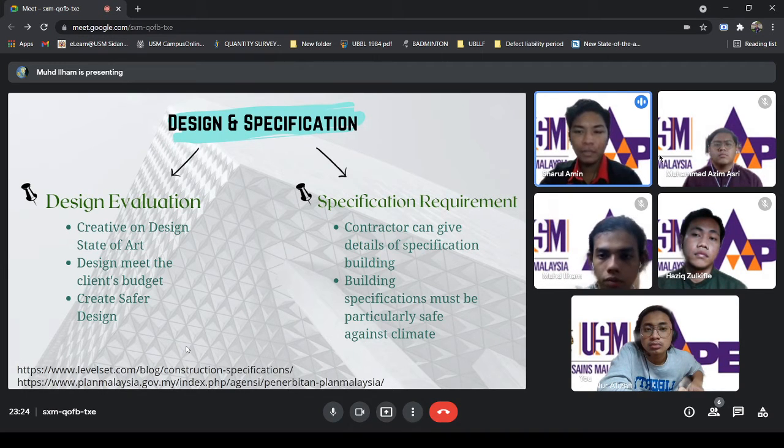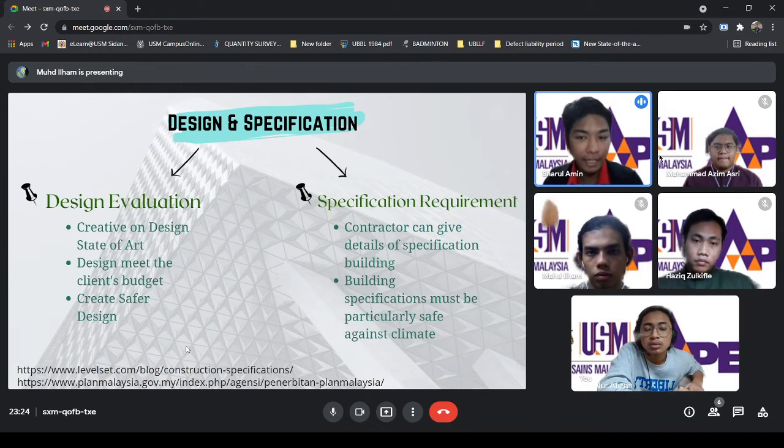Next, the contractor needs to create a safe design, because safety is important, especially for the residents of the building. For example, they can design an emergency staircase in a clearly visible place. Alright, for specification requirement, the contractor needs to come up with details of the specification requirement for this building, and all building specifications must meet the standard requirements for construction.